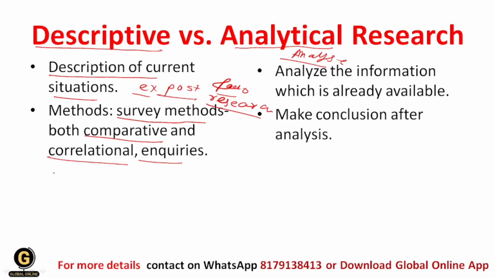In this research, the researcher has no control over variables. This is because the facts have already happened, or are happening, and so we can't control the variables; it is not in our hand. The researcher reports only what has happened or what is happening.